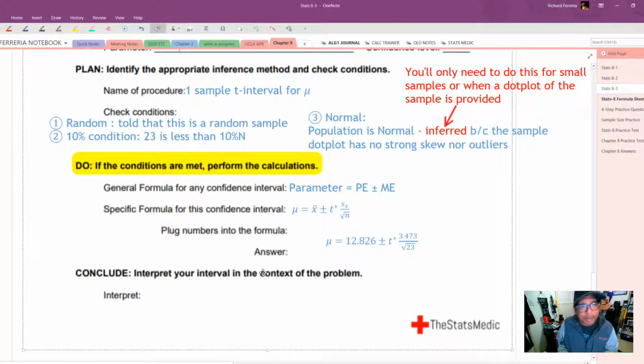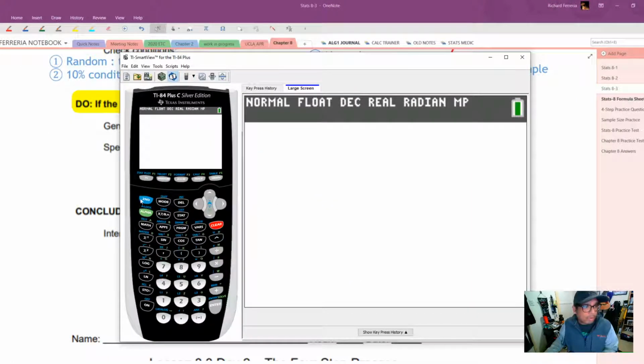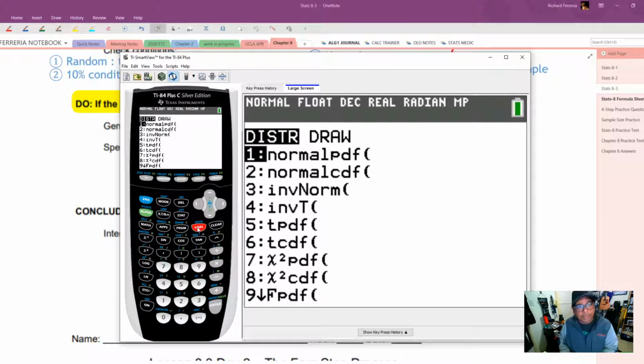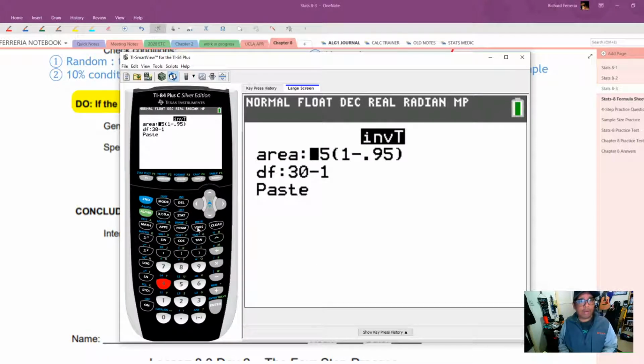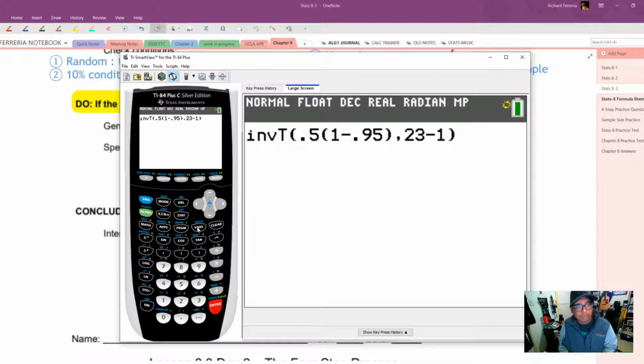And then all that's left here is to find our t star. So let's grab our calculator. I'm going to go over to the distribution menu and do an inverse t. Our area is going to be 1/2 of 1 minus our confidence level, which is still 0.95. Our degree of freedom is the sample size 23 minus 1. And then we're just going to paste that. And that gives me 2.074. Never mind the negative sign. This is a t star, so it's always positive.